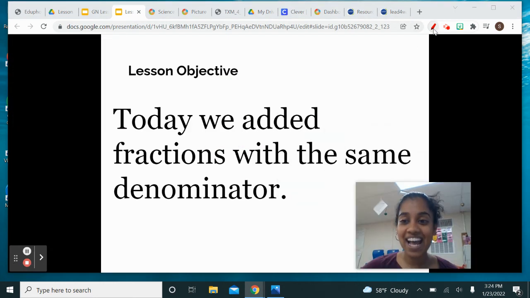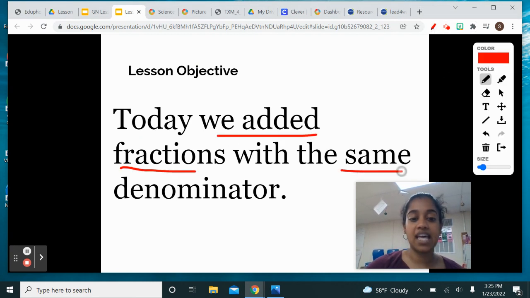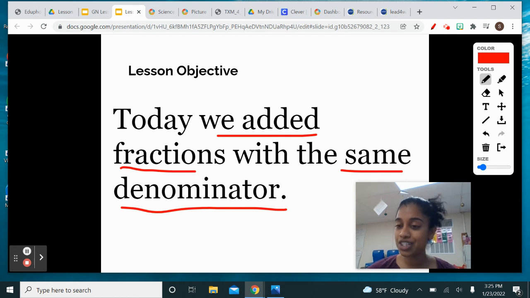So today we added fractions with the same denominator, and it looks like we did do that. So great. So make sure you do your must do, and then if you have time, do your should do and your aspire to, and come see me when you're ready for exit ticket.